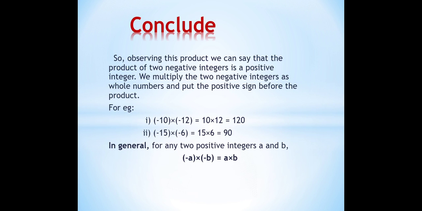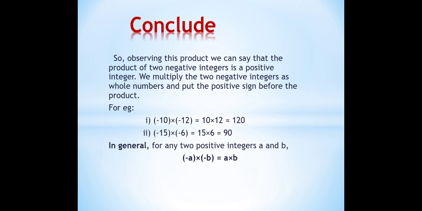We can conclude that if we are given the product of two negative integers, we simply multiply them as whole numbers. For example, minus 10 into minus 12 is equal to 10 into 12, result 120. Minus 15 into minus 6, if we are given, then we will simply multiply 15 into 6 and the result will be 90. So in general, we can say for any two positive integers a and b, if we are given minus a into minus b, we will simply multiply a into b, and that will be the result for minus a into minus b.